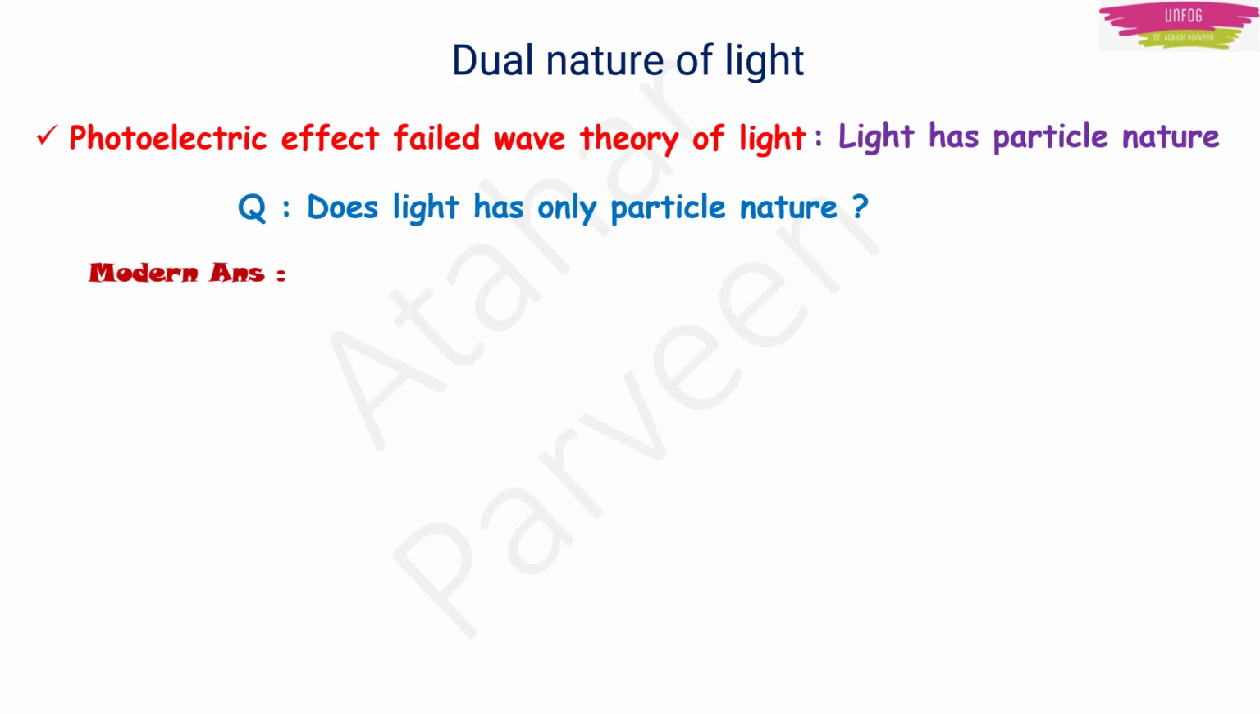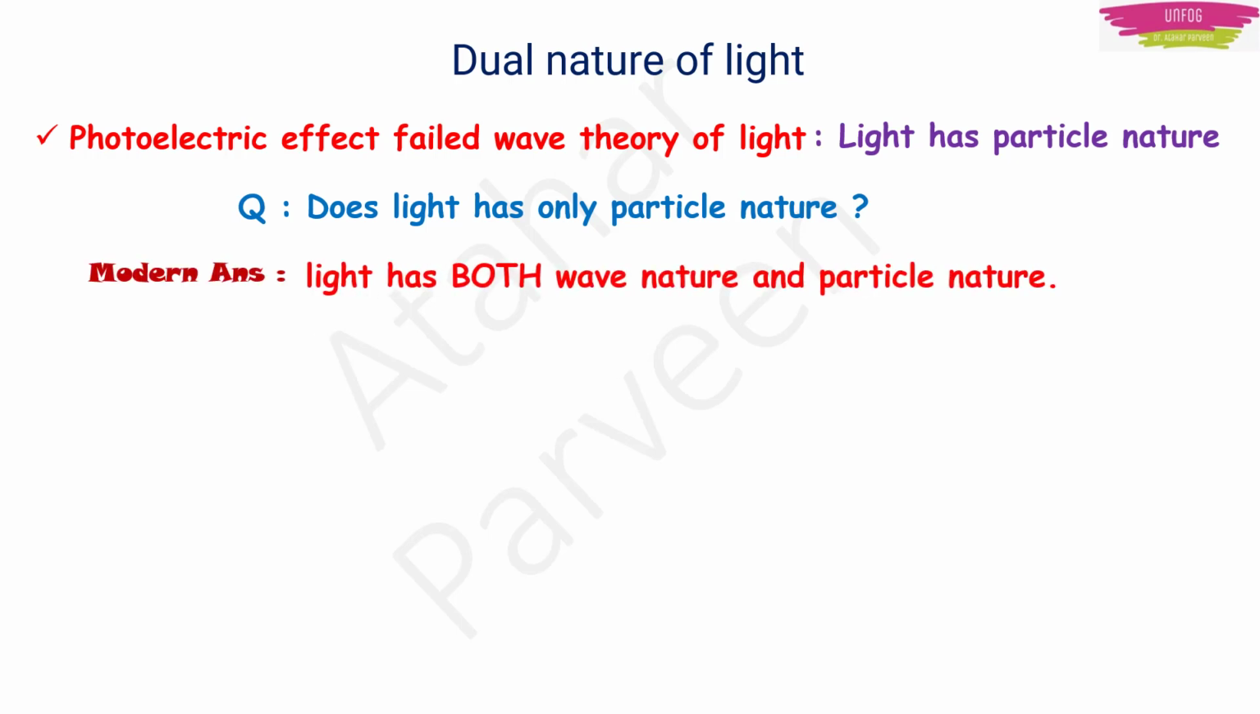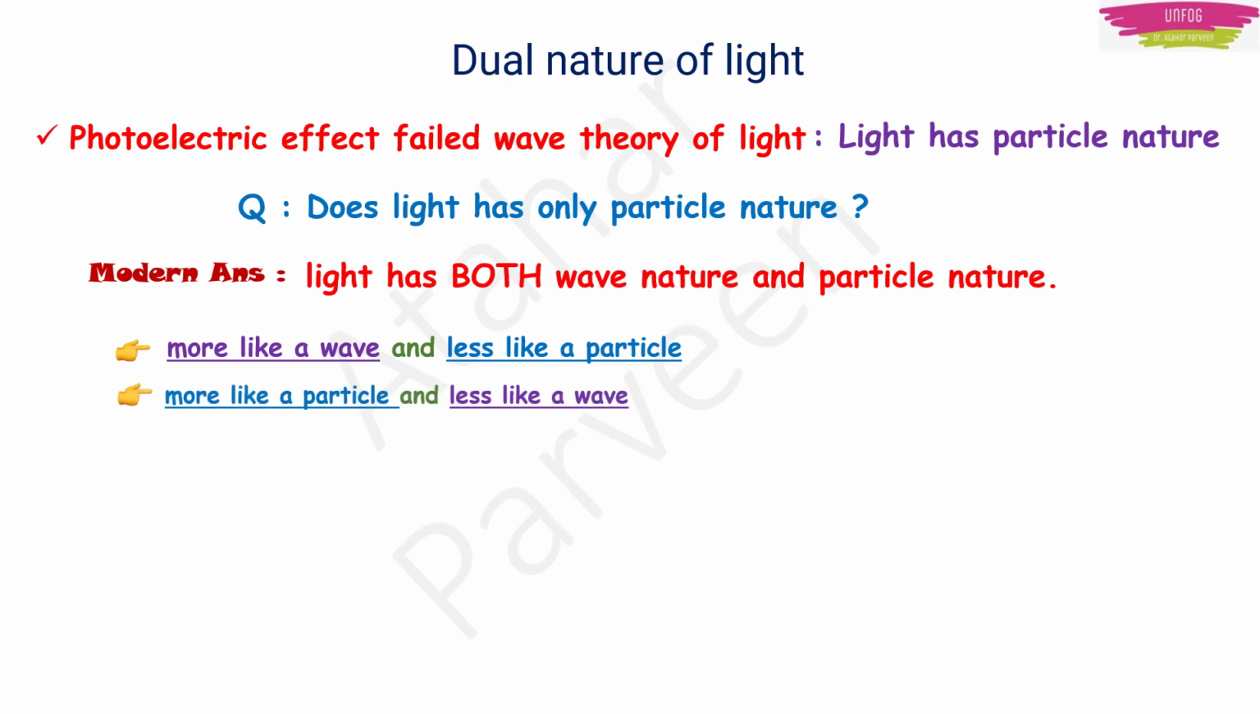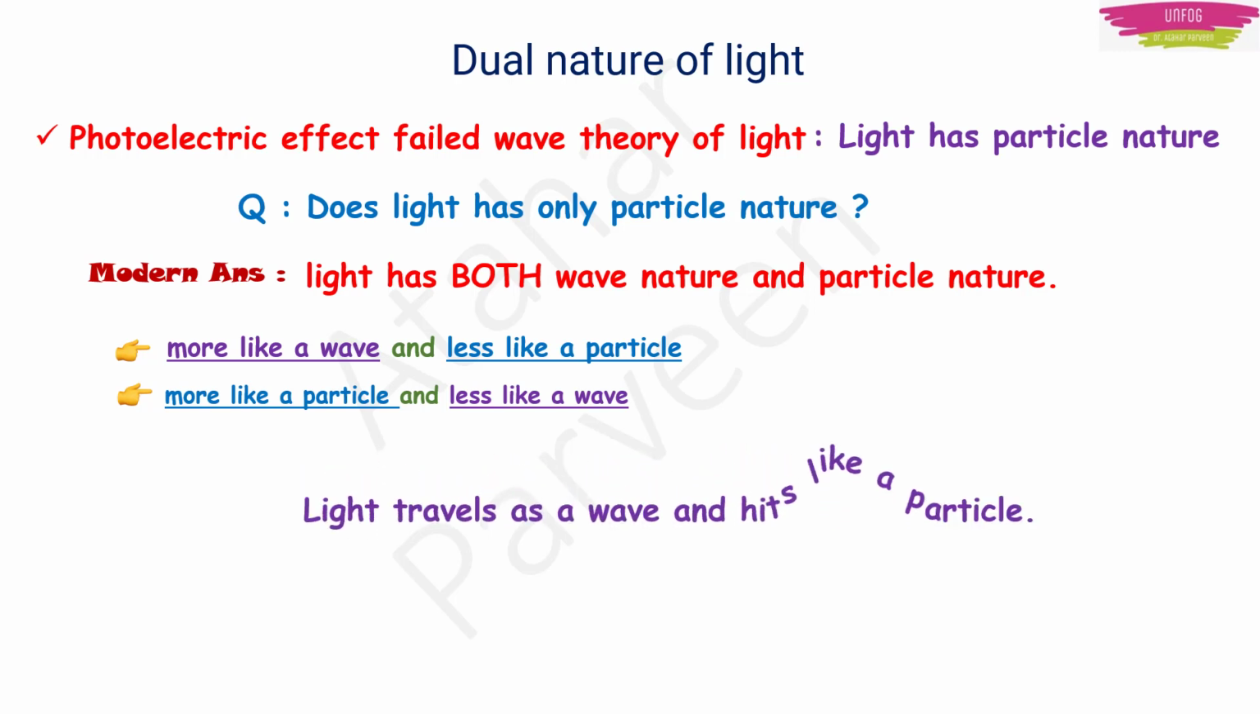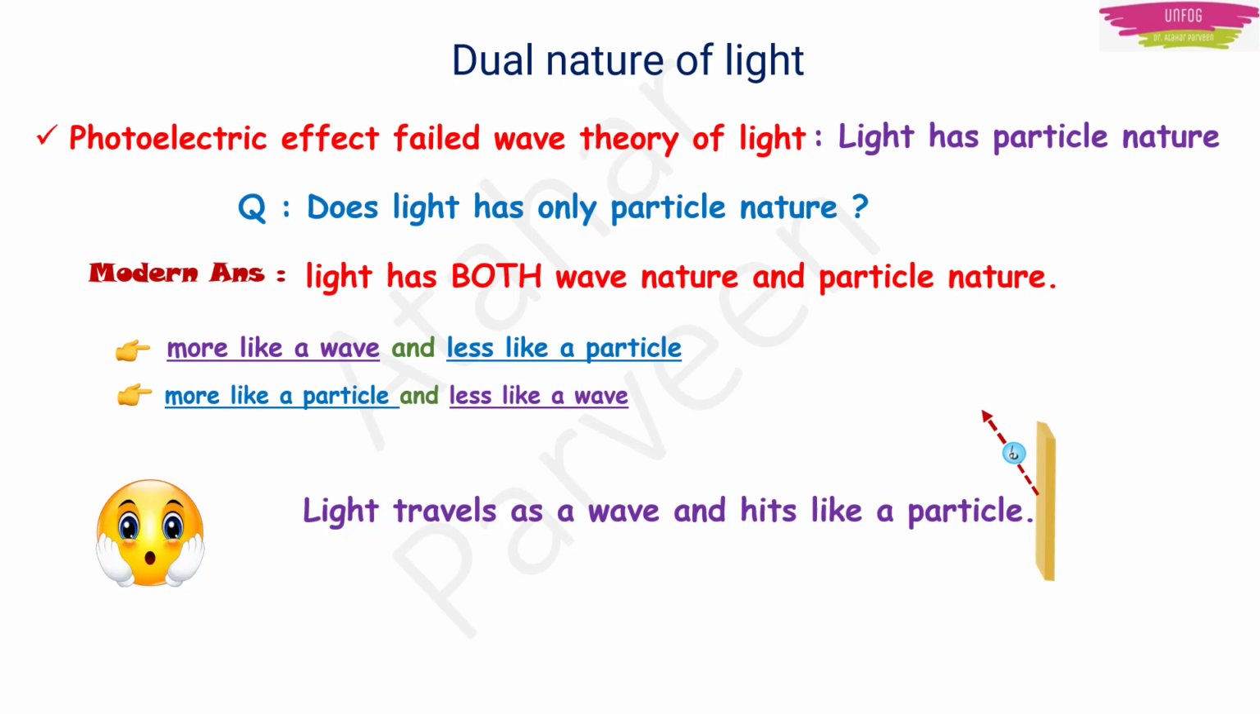Then the modern answer for this question is that light has both wave nature and particle nature. It will behave more like a wave and less like a particle sometimes, and sometimes it will behave more like a particle and less like a wave. So the moral of the story is that light will travel as a wave and it will hit like a particle. So this gives the dual nature of light. This is the modern answer to what is light.